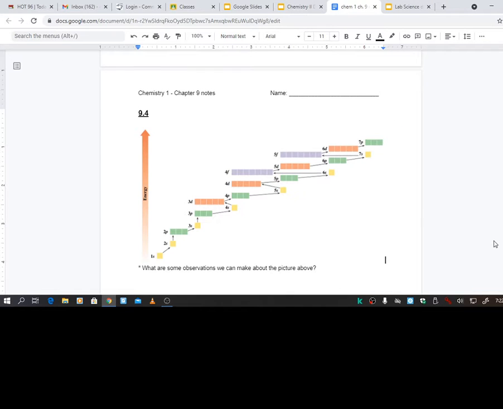Okay, so we are doing 9.4 notes, and we're not going to incorporate the periodic table yet. We'll do that in the next section, which I'll try to get that video up and posted soon also. Let me increase the size of this real quick.